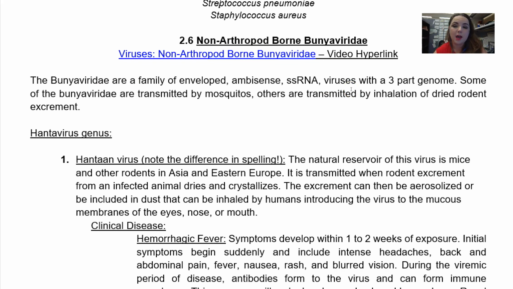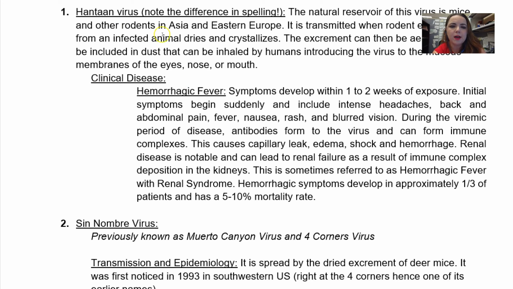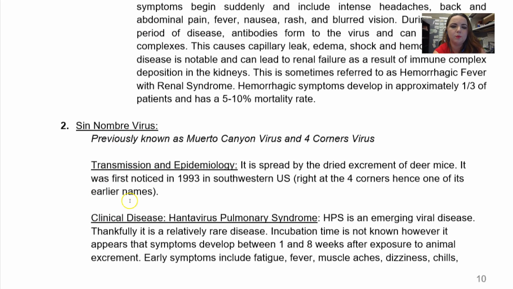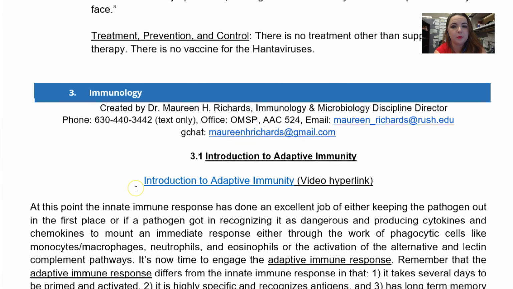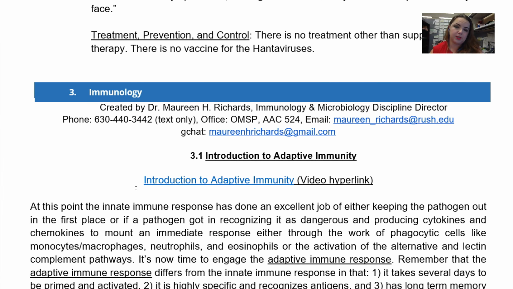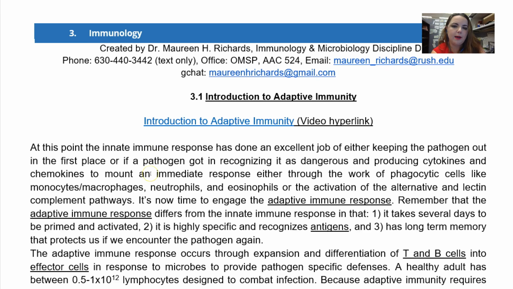Then we go into some viral causes of pneumonia. Again, we're not covering the most common causes of pneumonia from a virus right now. One of them is actually influenza, which you guys have already covered a bit and we'll cover again in the future. So we go through the Bunyavirus family, Hantavirus or Sin Nombre, and then we move into immunology. So from a micro standpoint, this case is pretty small and your main focuses are Klebsiella and Legionella.